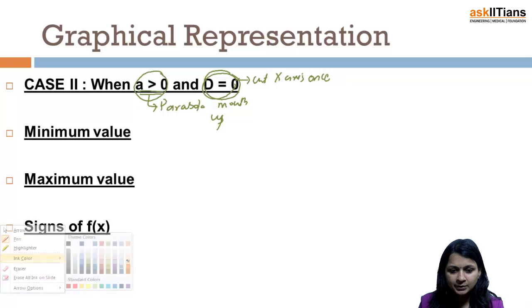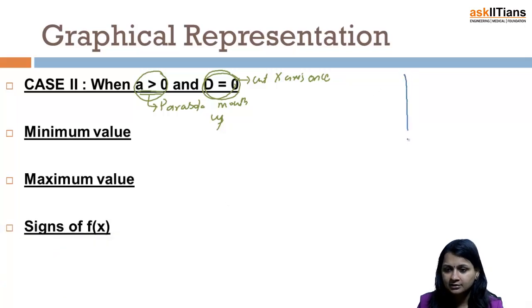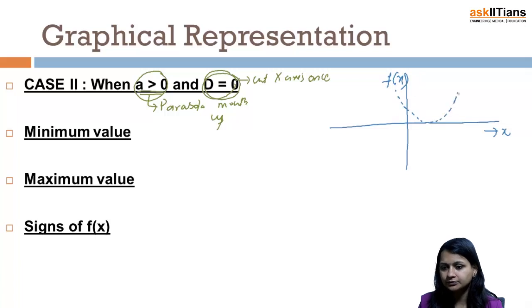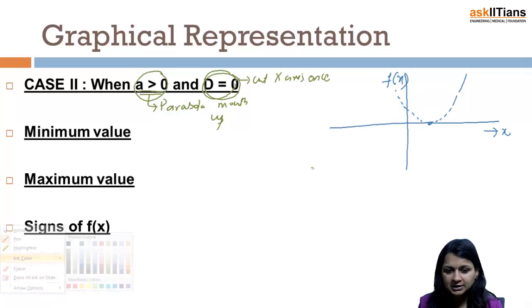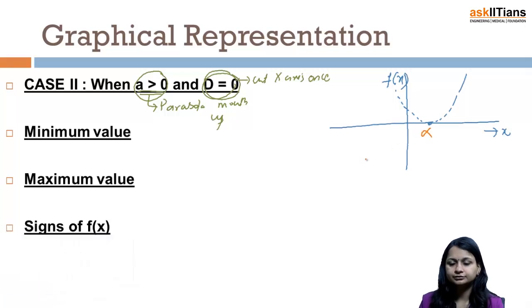So my graph would look like, let me say this is my x-axis and this is my f(x). Okay, so the graph would look like this. You can easily see that it is cutting the x-axis only once. So I'll name it, suppose it is alpha.